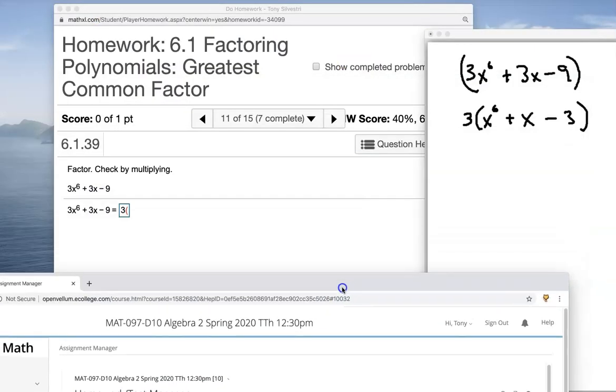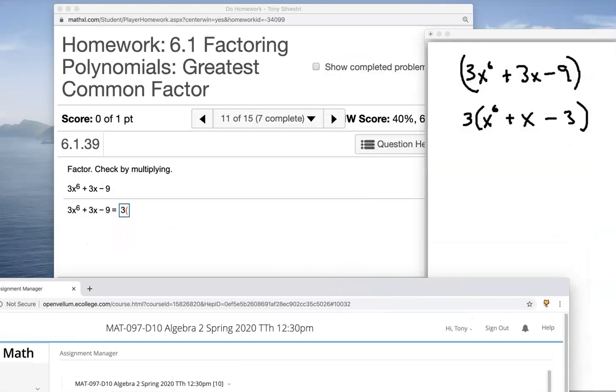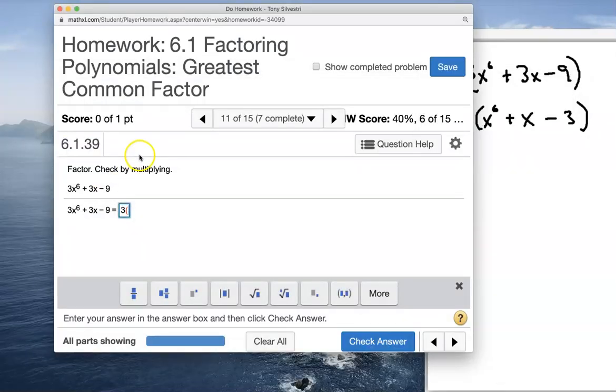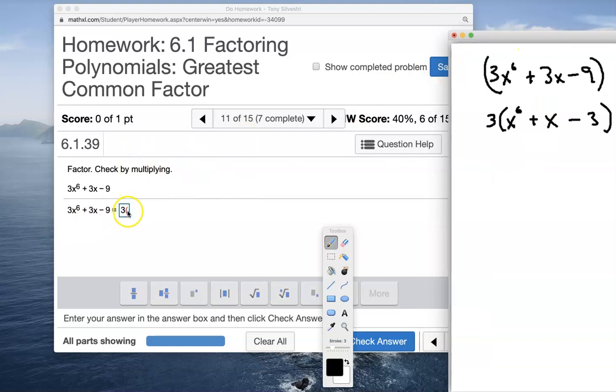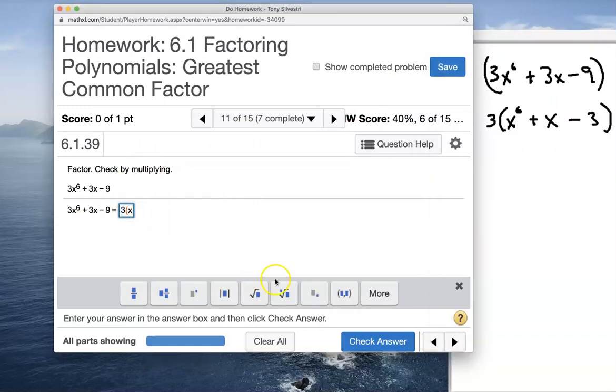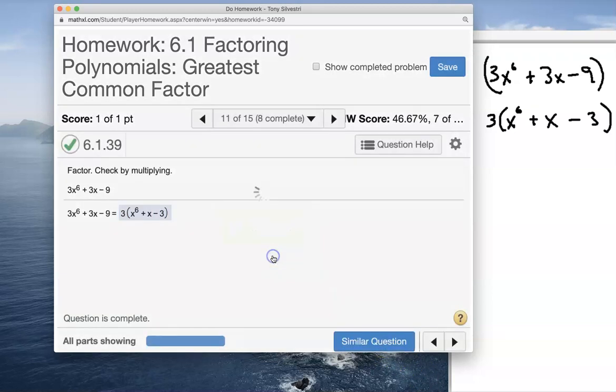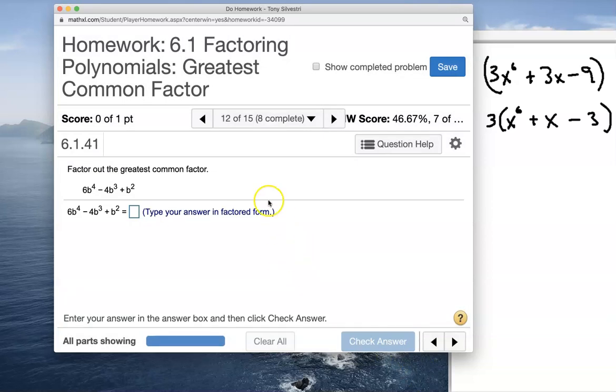Where did I put this? Oh, there it is. I don't know what happened there. Move this down. 3x to the 6th power. Make sure you get that. Don't keep typing because it's in the exponent mode. You got to make sure you go down. Plus x minus 3. And check your answer. Well done. Fantastic.